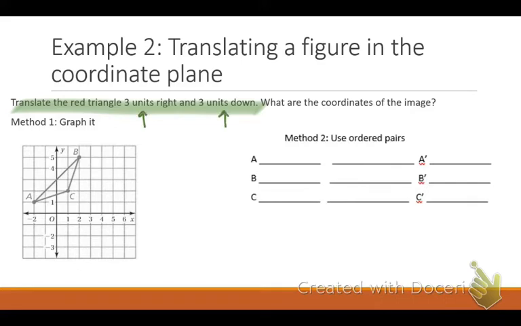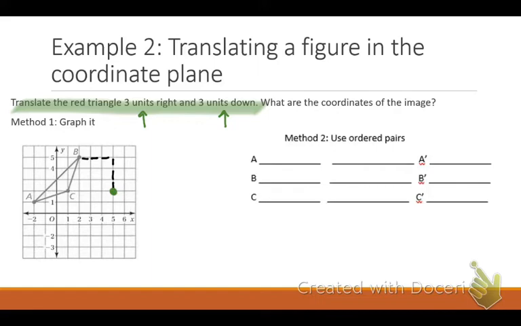Does everybody see that? So what you're going to do with each point, you don't have to write these little hash marks, but I'm just going to write it on here to show you. So let's look at point B. I need to move point B 3 units right and 3 units down. So I'm going to go 1, 2, 3 units right, 1, 2, 3 units down. And I'm going to plot that point.